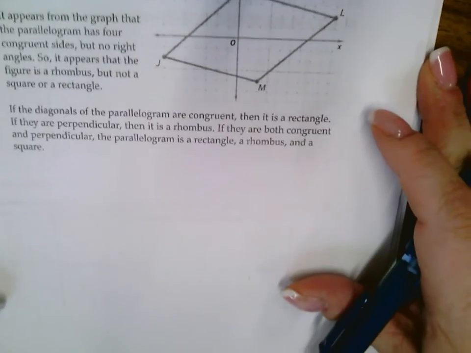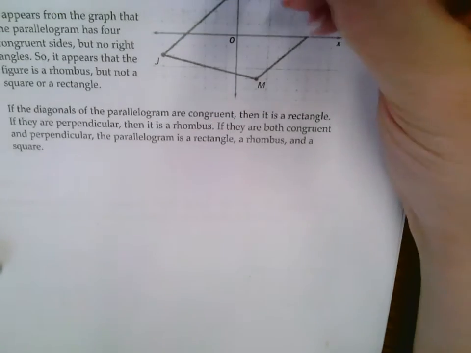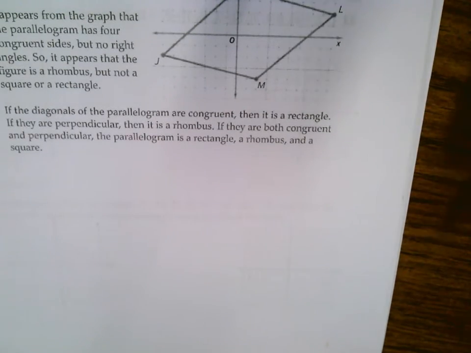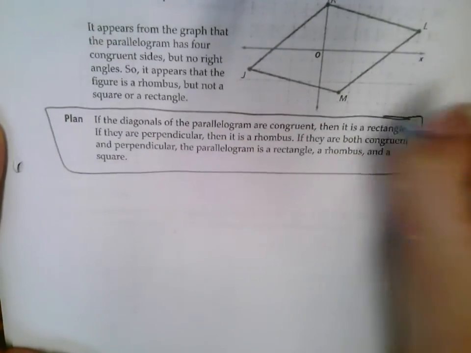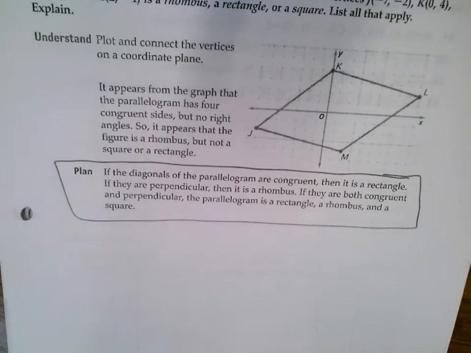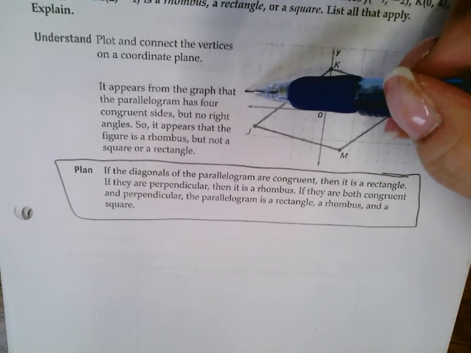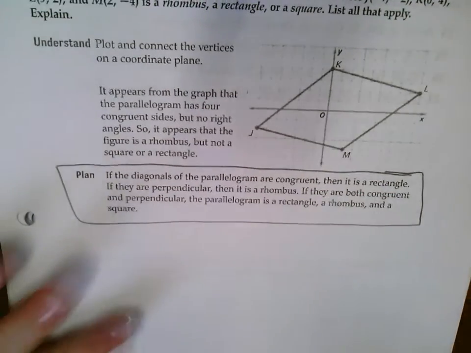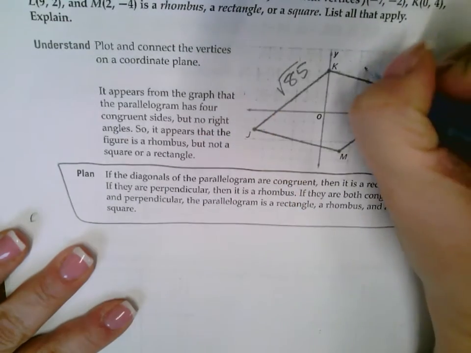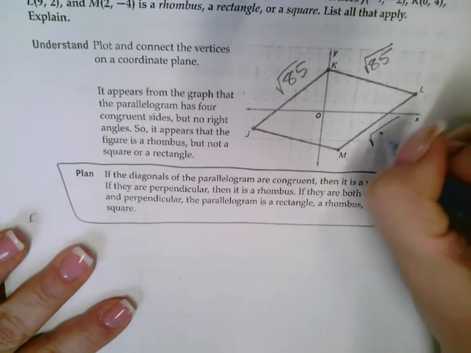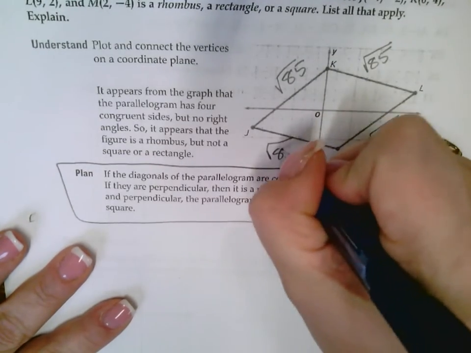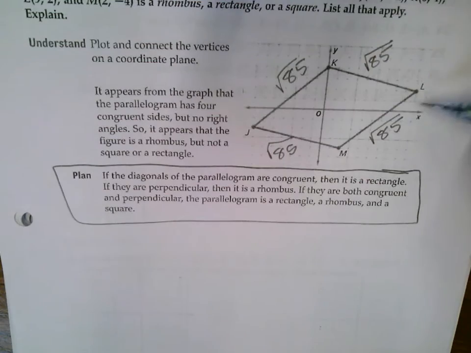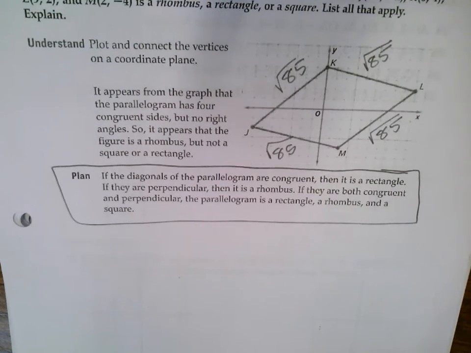So if you flip over to page 31, they're showing you another example where they want you to determine if it's a rhombus, a rectangle, or a square. And the part that is the most important on this page right here is the plan. It says it appears from the graph here that the parallelogram has 4 congruent sides. Now I went ahead and proved that, and I got each one of the sides was the square root of 85. And so I won't go through and do all that for you because I think I'm going to bore you more than I already have. But I figured out that that was true. I just pulled the coordinates off and did the distance formula 4 times.